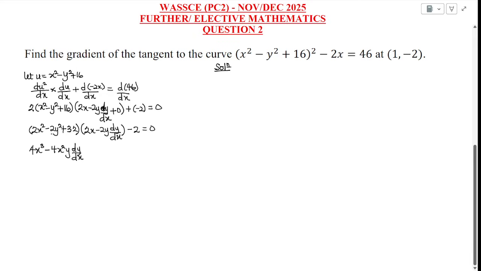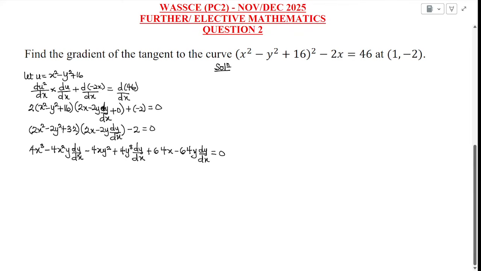And then now I move on to −2y² to expand. Expanding −2y² gives me −4xy², and then to this one gives me positive 4y³ dy/dx. Then I now come to 32. 32 also expands to give me positive 64x, and then I have −64y dy/dx, and this is equal to 0.